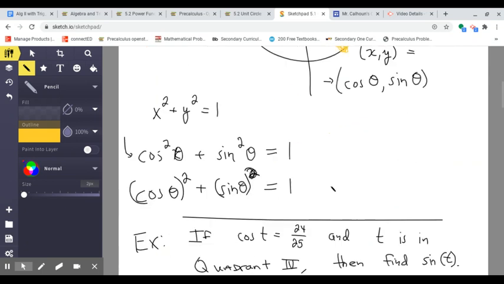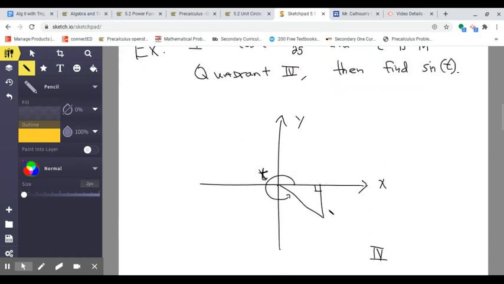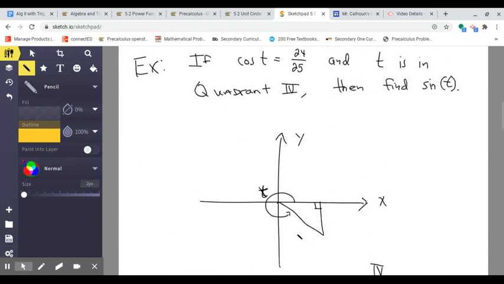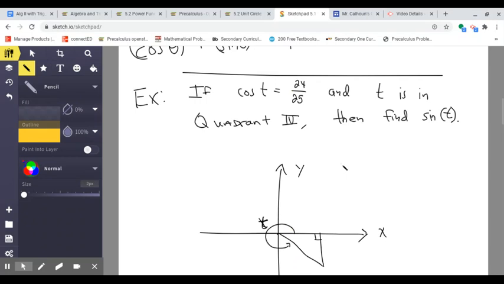But in this case, our hypotenuse is not 1. Our hypotenuse is actually 25, because recall that cosine of t in general is x over r, where x is this distance here, and r is the hypotenuse of our right triangle, and then this is obviously y.